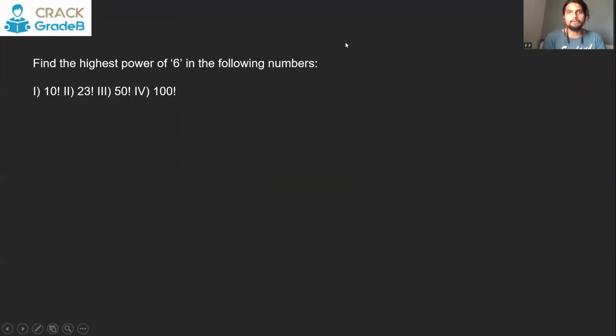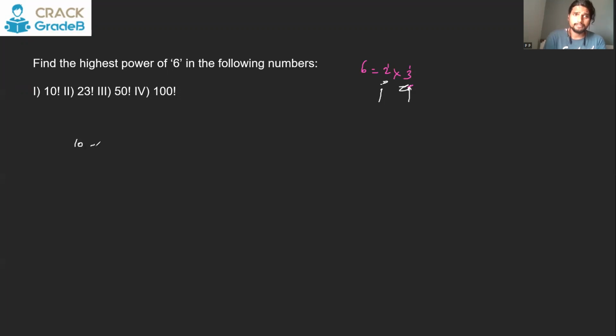Highest power of 6 in the following number. Now 6 is 2 into 3. So for 1 6, we require one of the 2 and one of the 3. That means we'll have to find the number of 2's and number of 3's. But number of 3's will be lesser in number, number of 2's will be in abundance. Because 2 is a smaller number, right? As we have seen in case of 2 and 5. 5's will be always critical, 2 will be always in abundance. Similarly, 2 and 3, 3's will be critical, 2 will be in abundance. So you just have to count the number of 3's in the number.